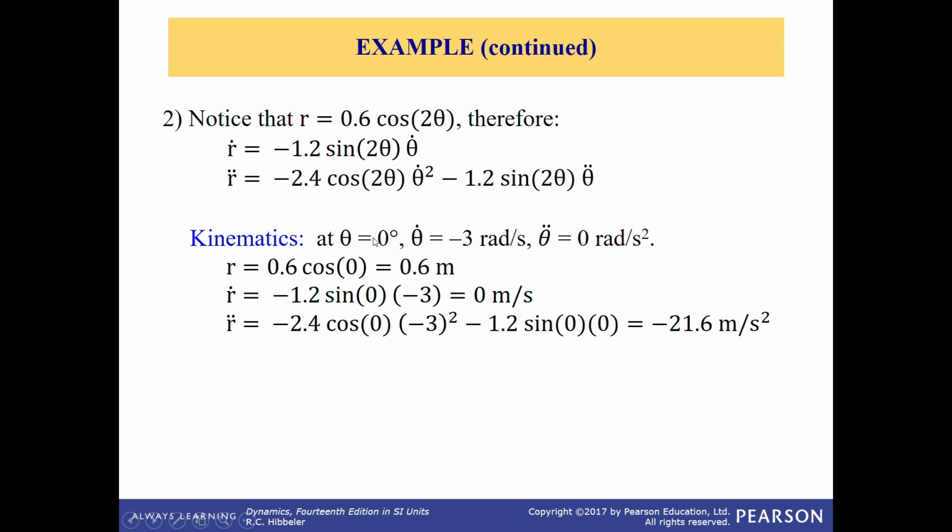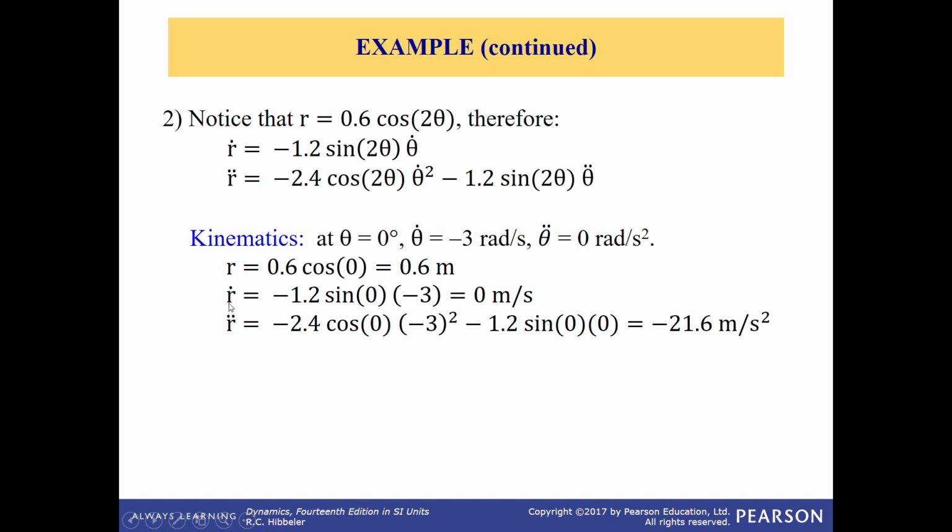In that sense, once I know what r dot and r double dot are, and also theta dot and theta double dot, we can just plug in every value, and later you can solve this question. So when I plug in theta equal to 0, to find r, 0.6 cos 0 equals 0.6 meter.